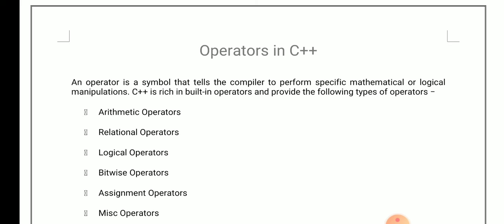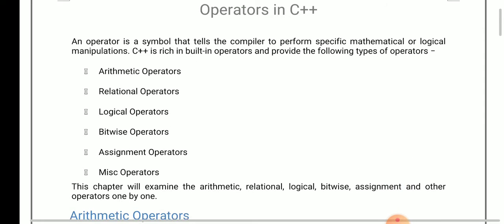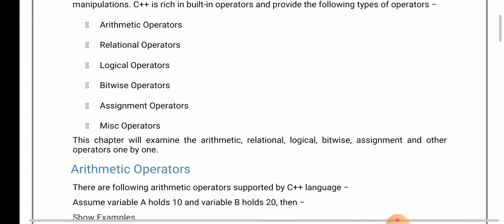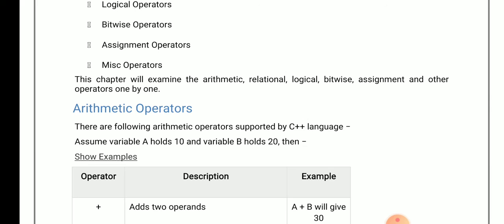So dear students, in C++ we have various types of operators, such as arithmetic operator, relational operator, logical operator, bitwise operator, assignment operator, and so on. So what are these different types of operators? Dear students, we can learn these one by one. First of all, we have our first operator, that is the arithmetic operator.